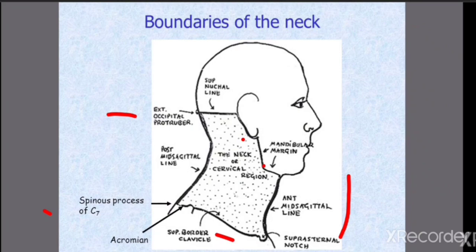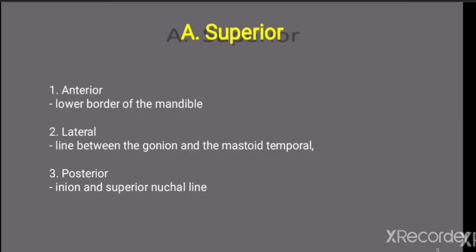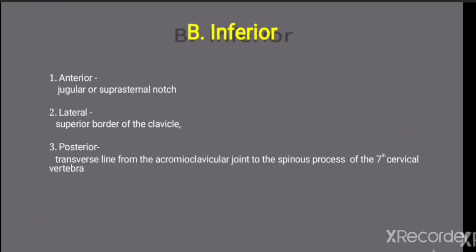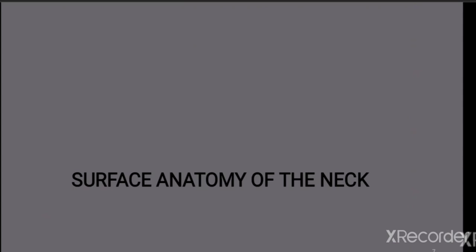So this is the superior boundary. Inferiorly we have the superior border of the clavicle and the acromion process of the scapula. So these are the boundaries of the neck, and here we have discussed the boundaries again: superiorly, inferiorly, and then we come to the surface anatomy of the neck.